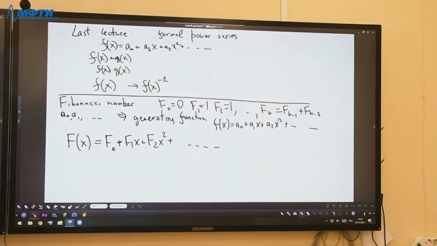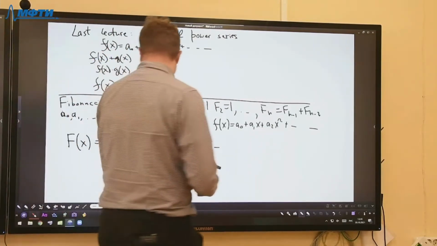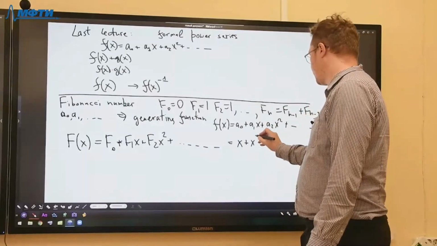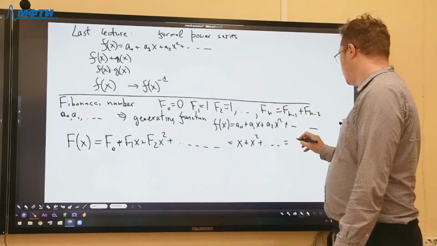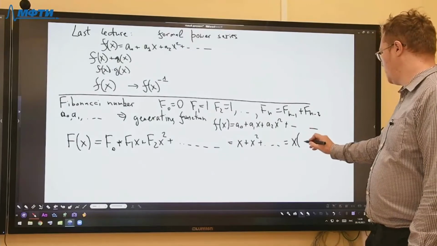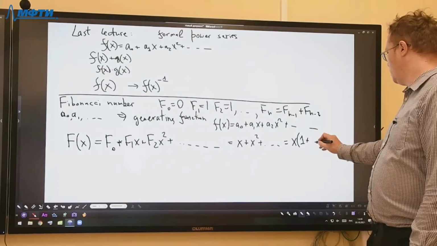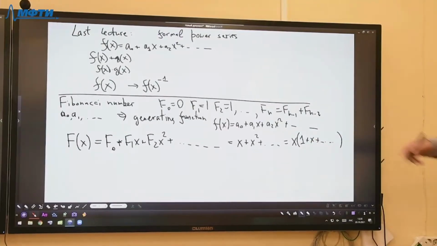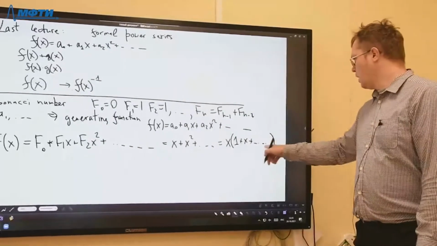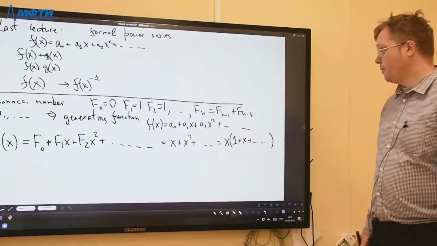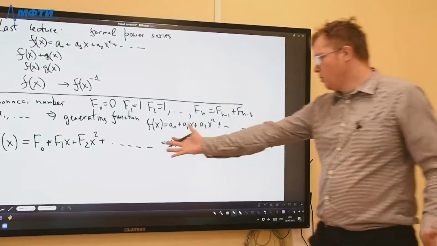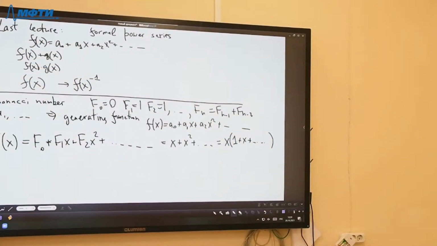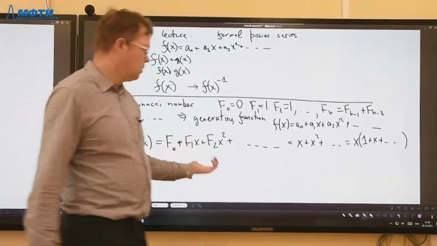So in our case F0 is 0, so we can write it as x plus x squared plus etc. And we can just take the x out of the brackets and then try to calculate the inverse of this formal power series. Or in other words, we want to find a short description of this infinite sum.